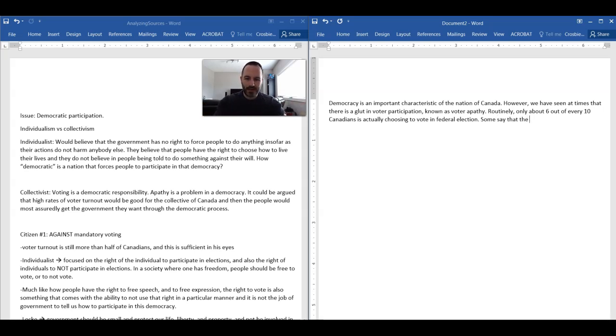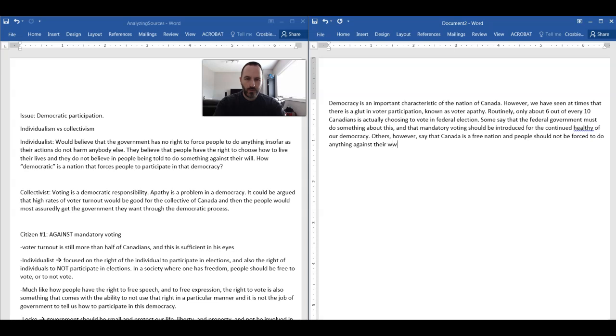Some say that the federal government must do something about this and that mandatory voting should be introduced for the continued health of our democracy. Others, however, say that Canada is a free nation and people should not be forced to do anything against their will.